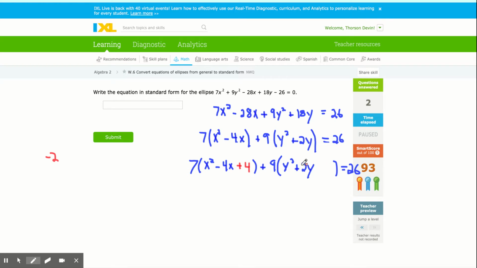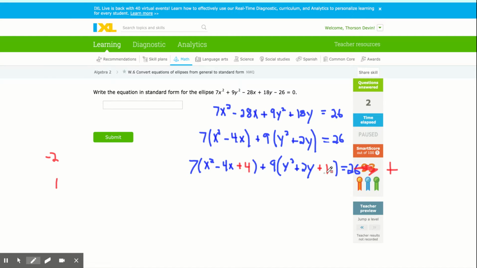I come over here to the y terms. I take half of the 2, which is 1. I square that, and I add in 1. Now, we need to slow down for just a minute. I added some extra values into the left side of the equation. I better add them to the right side of the equation. Try not to look at that 93. So I'm going to add some more to the 26, but be very, very careful.